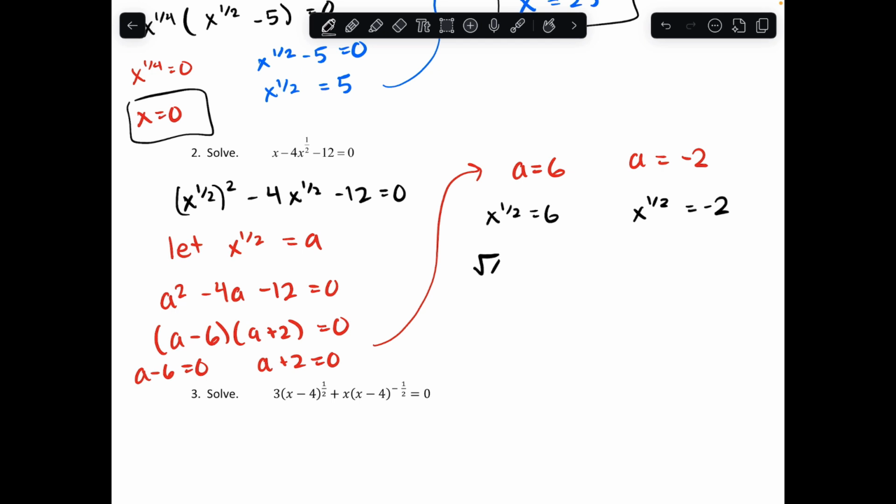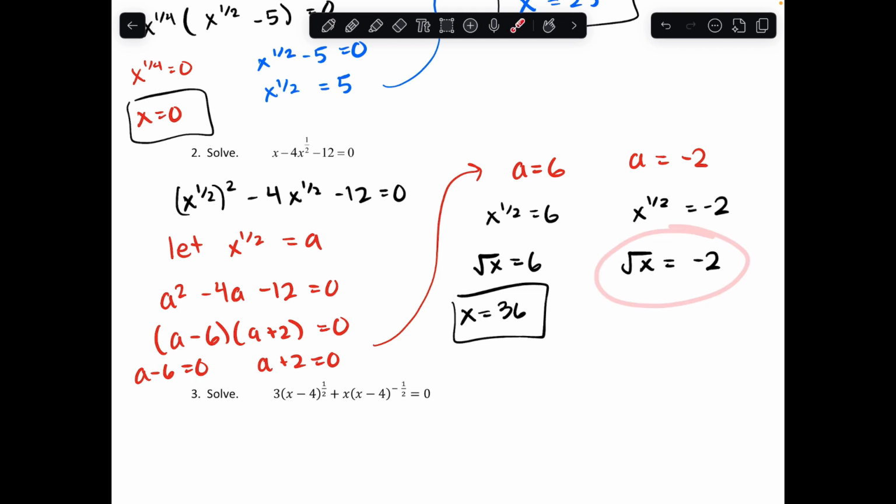Now again, the 1/2 power is really a square root. So we have the square root of x is equal to 6, and the square root of x is equal to negative 2. Now if we square both sides for the square root of x equals 6, we're going to see that x is equal to 36. And so that's one of our solutions. Now before we go ahead and start squaring this right side, we need to see if this actually makes sense. Can the square root of x be equal to a negative number? No, the square root function does not allow for negative numbers. And so we can actually say that this is not possible.